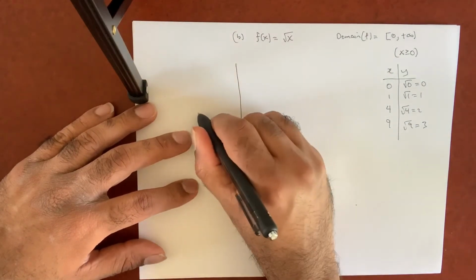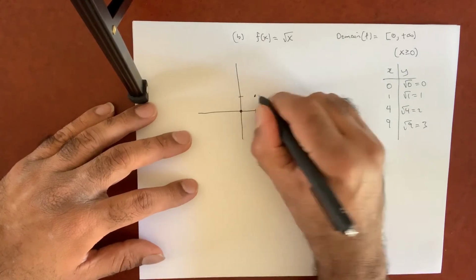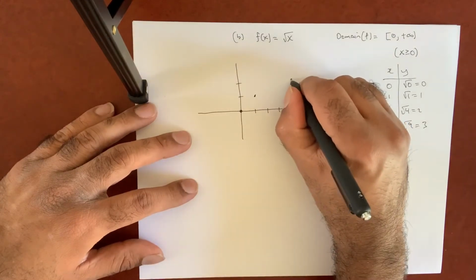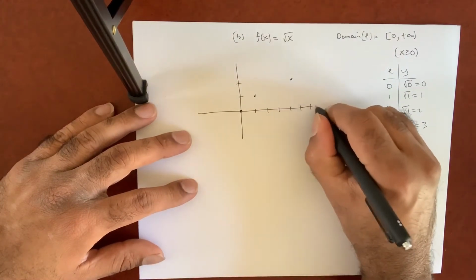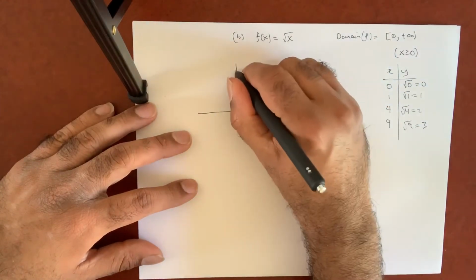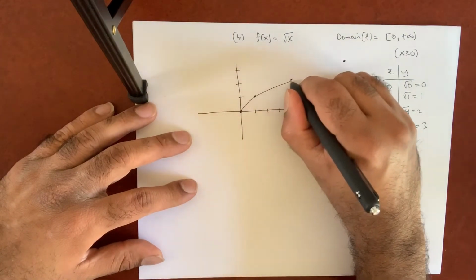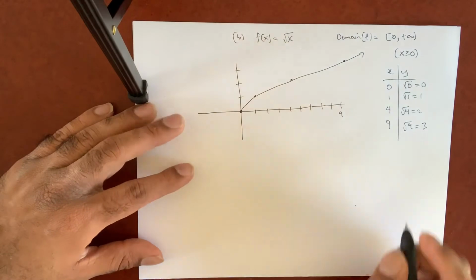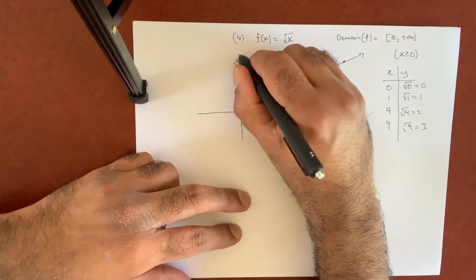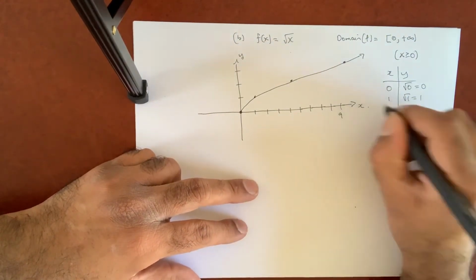Let's see what else it has based on the graph here. So we have 0, 0, 1, 1, 4, 2, 9, 3 somewhere up here. So the graph is something like this. Okay. So this is the graph of the function y equals the square root of x, or f of x equals the square root of x.